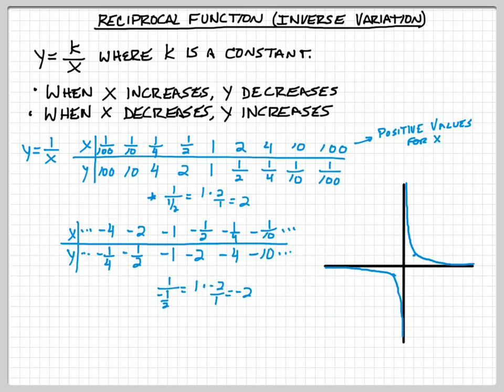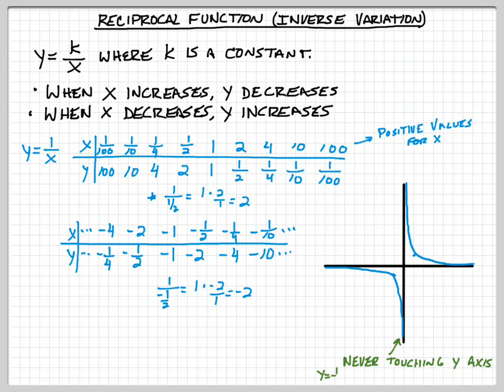So y equals k over x, or y equals 1 over x, you're going to have these two parts of the function. You're going to have one here in the positive x and positive y, which is quadrant 1. You have one in quadrant 3. Okay?